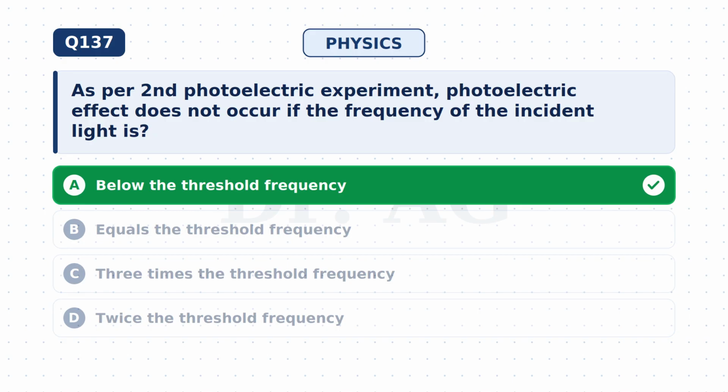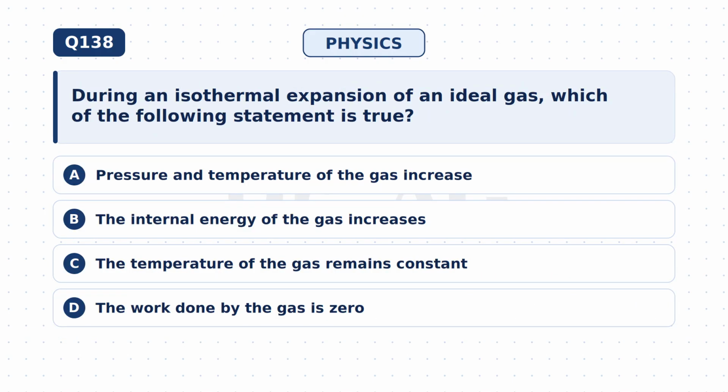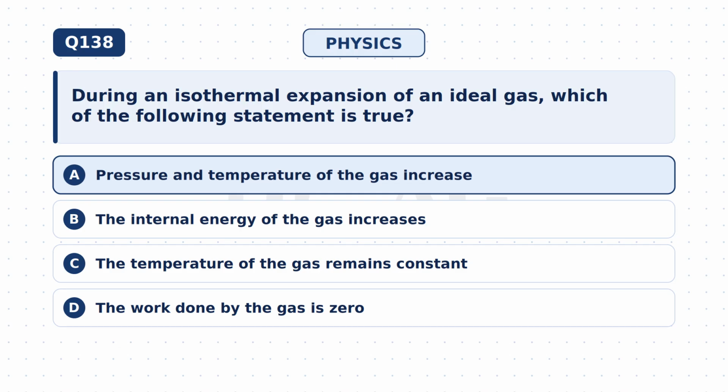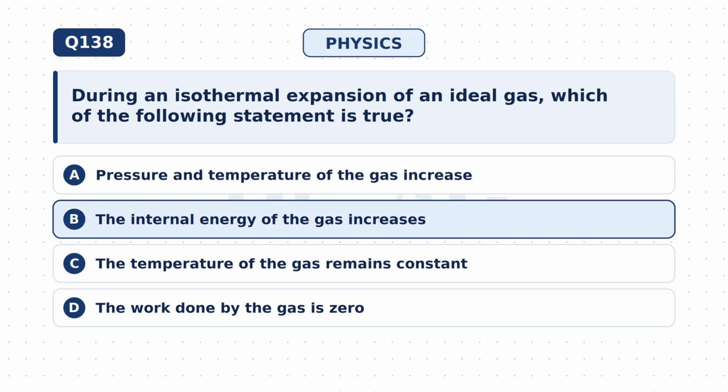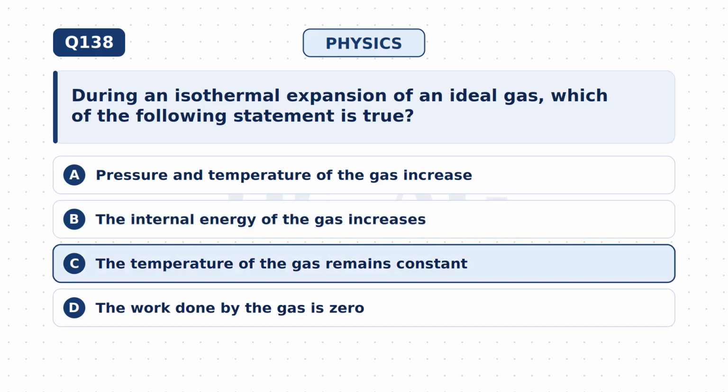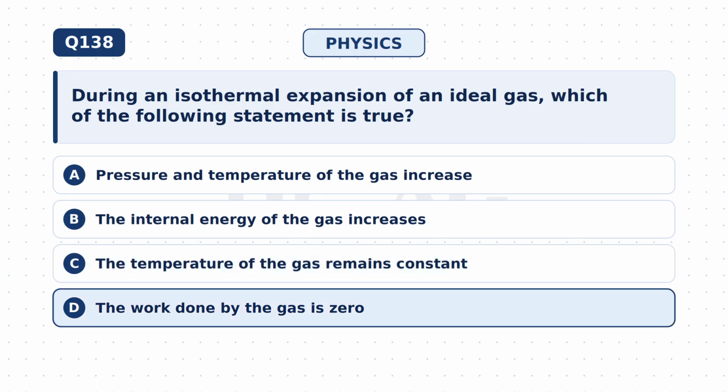The correct answer is A, below the threshold frequency. Question 138. During an isothermal expansion of an ideal gas, which of the following statements is true? Option A, pressure and temperature of the gas increase. Option B, the internal energy of the gas increases. Option C, the temperature of the gas remains constant. Option D, the work done by the gas is zero.